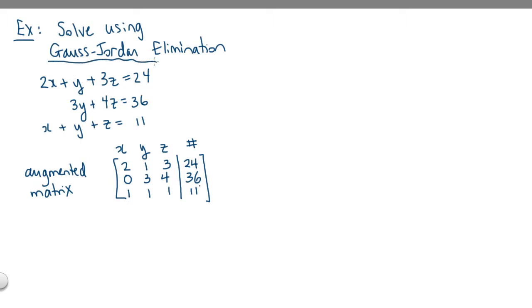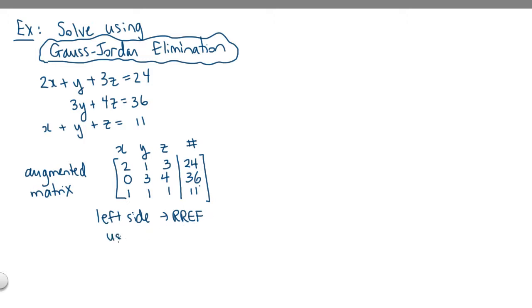Now, when the question says solve using Gauss-Jordan elimination, what that's asking us to do is to get the left side of this matrix into reduced row echelon form, so into RREF, using the row operations that we have developed earlier. These are the same row operations that we used when we were finding the inverse of matrices.